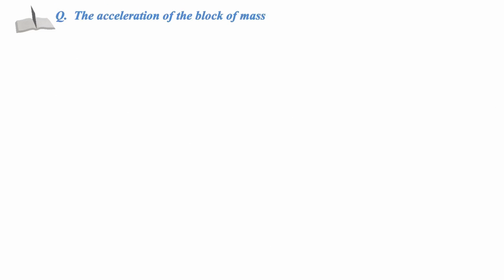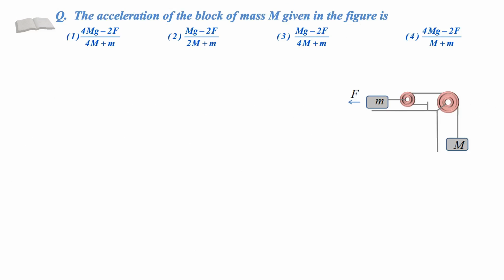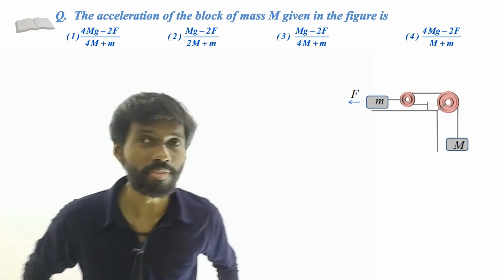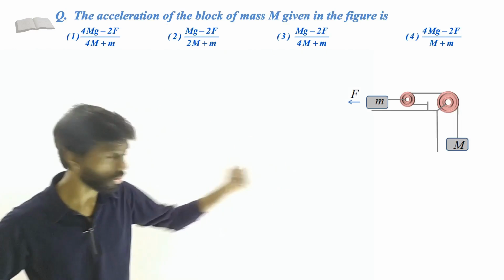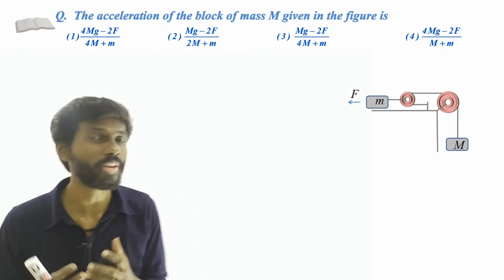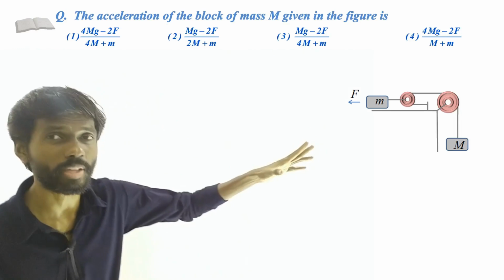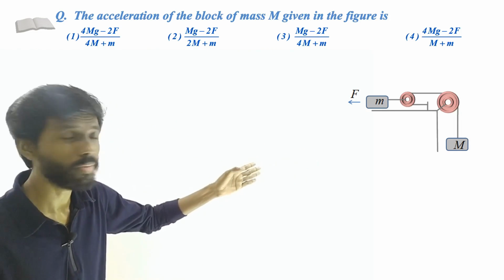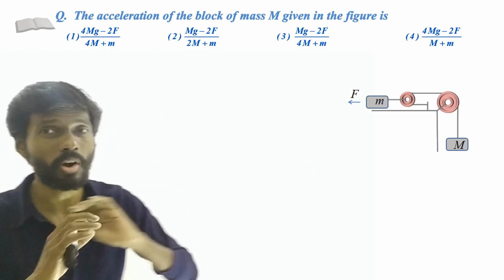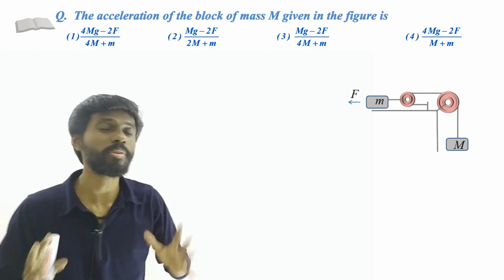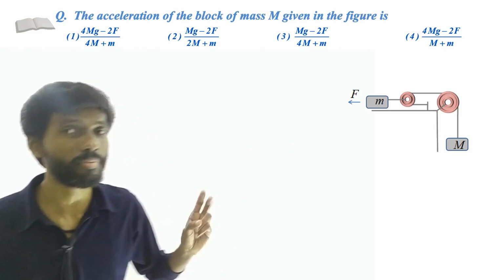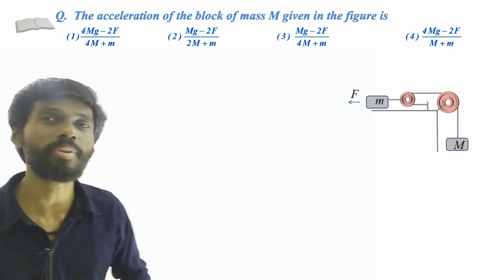The acceleration of the block of mass capital M given in the figure is... Here we have a force F acting on the block of mass small m in the horizontal direction. We have to find the acceleration of the other block. Here we have 2 pulleys, one of which is a fixed pulley and the other is a moving pulley. So the accelerations of these 2 blocks are not the same. First of all, we have to find the relation between the accelerations of these 2 blocks using one of the methods that we have done just now.